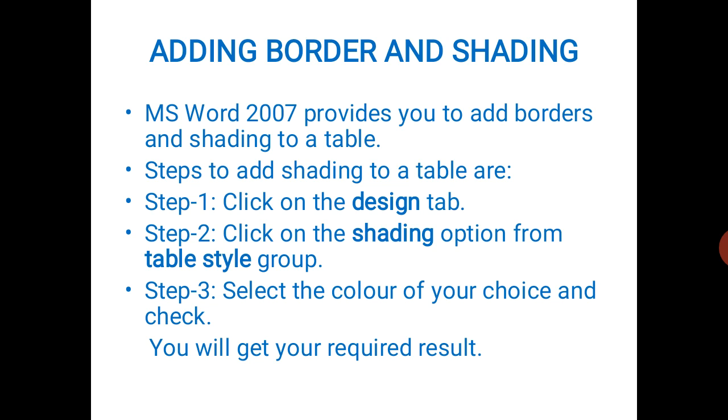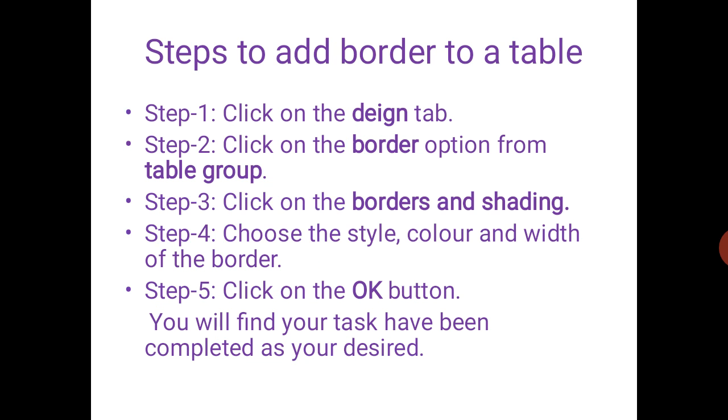Adding border and shading. MS Word 2007 provides you to add borders and shadings to a table. Steps to add shading to a table are: Step 1. Click on the Design tab. Step 2. Click on the Shading option from the Table Styles group. Step 3. Select the color of your choice and check. You will get your required result.